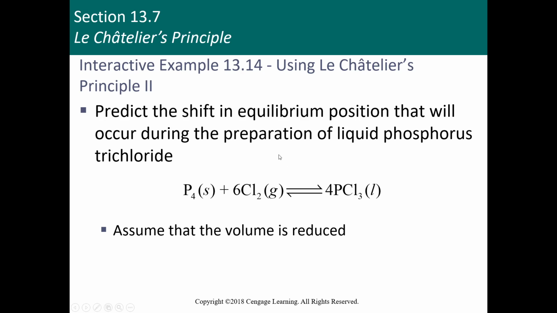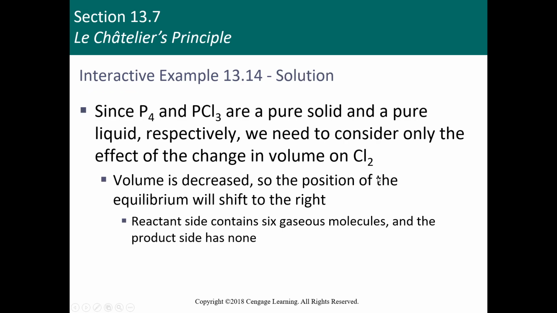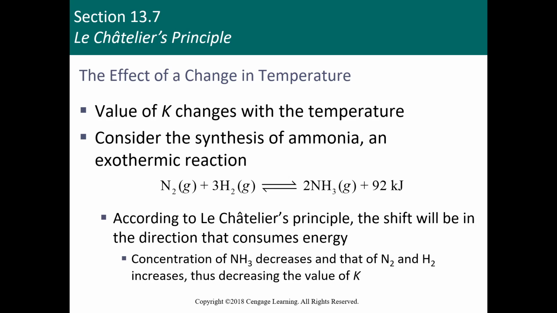So remember, reduction in volume means a reduction in the number of moles of gas. In this case, we try to go to the products or shift right. Again, your reactant side is the only one that actually has gaseous molecules. Product side doesn't have any gaseous molecules. Reactant side even has 6 gaseous molecules, which is very impressive, considering the other side has 0.